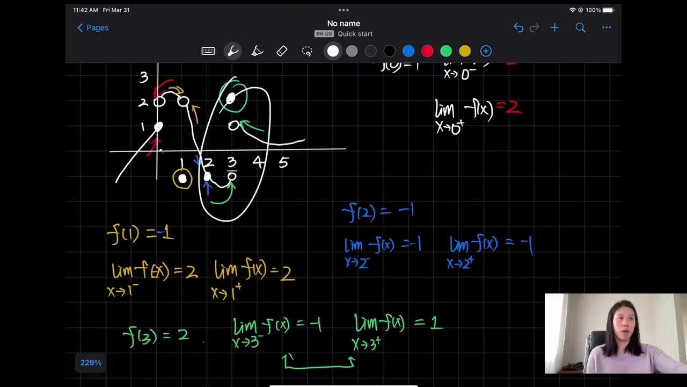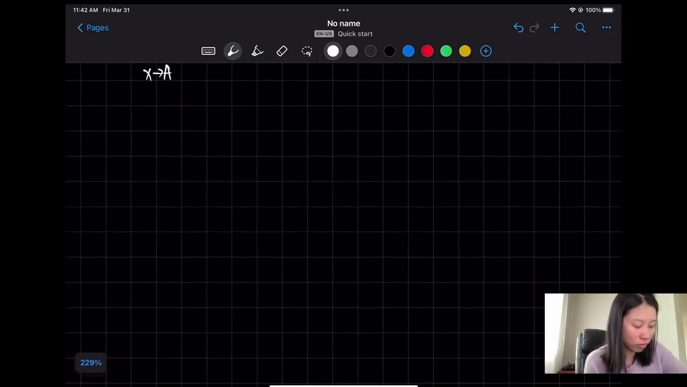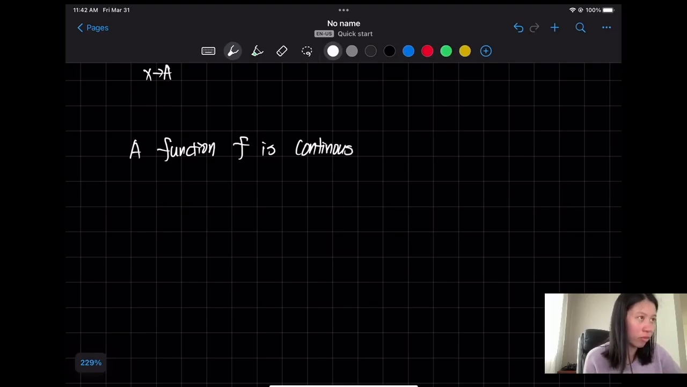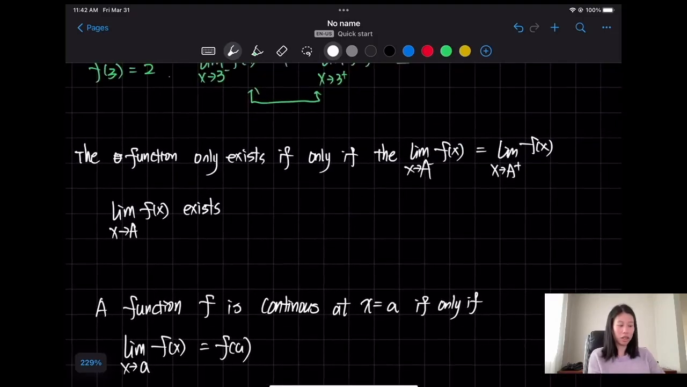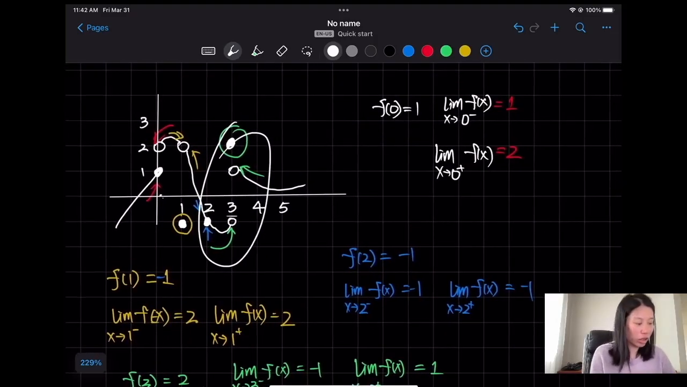Okay, so the last part of this chapter is continuity. The definition of continuity at a point is: the function is continuous if and only if the value of the function is equal to the limit of the function. So what does that mean? Well, now let's take a look at our previous example.